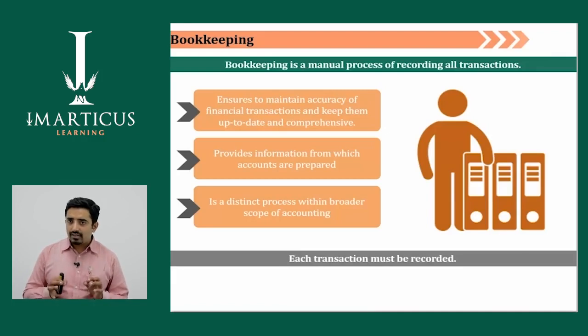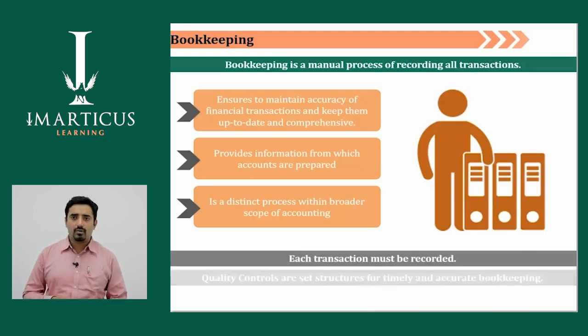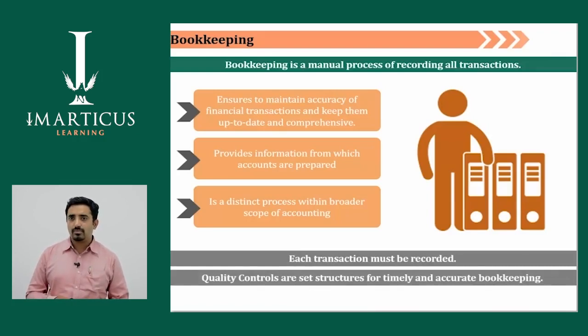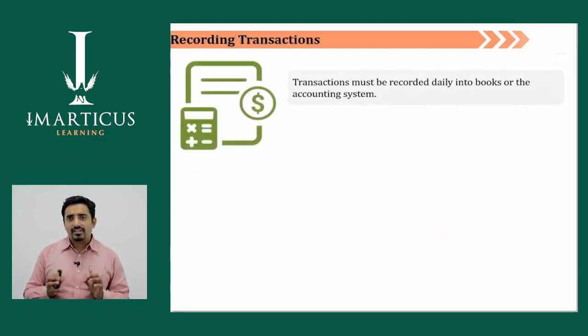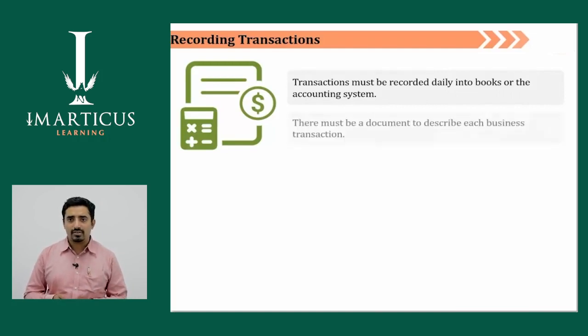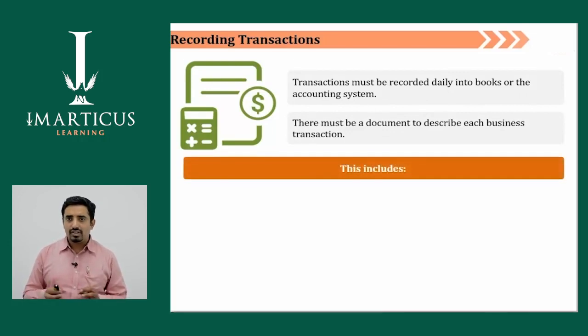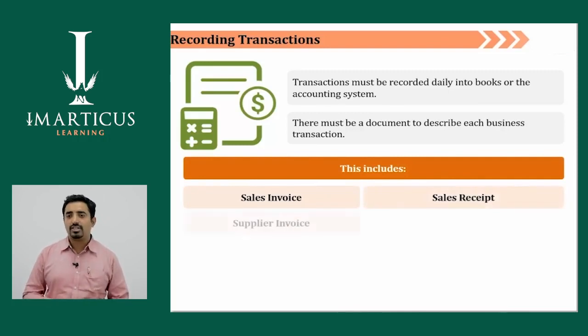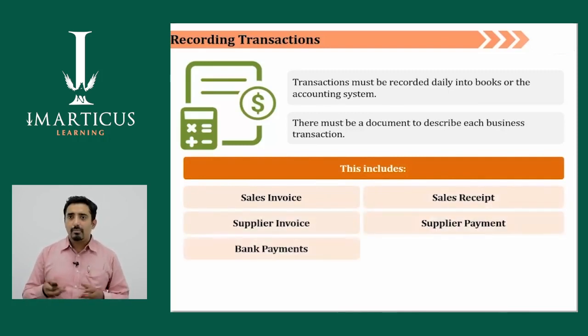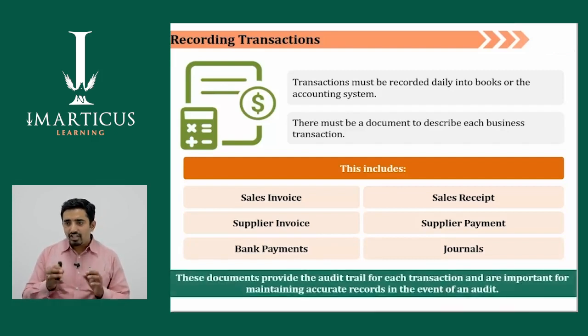Each transaction, whether it is a purchase or sale, must be recorded. There are usually a set of structures in place for bookkeeping that are called quality controls, which help ensure timely and accurate records. In principle, transactions must be recorded daily into the books or the accounting system. For each transaction, there must be a document that describes the business transaction. This could include a sales invoice, sales receipt, a supplier invoice, a supplier payment, bank payments and journals. And these accompanying documents provide the audit trail for each transaction that are an important part of maintaining accurate records in the event of an audit.